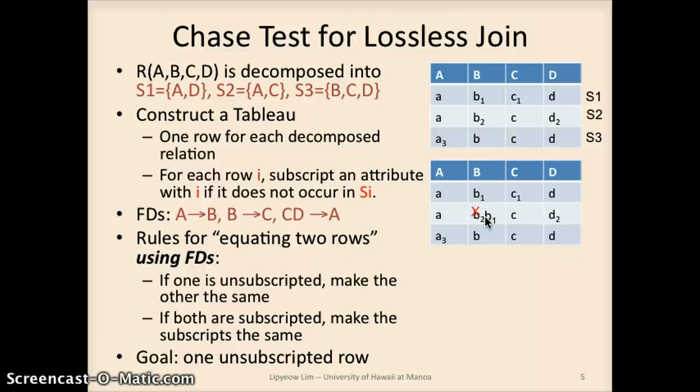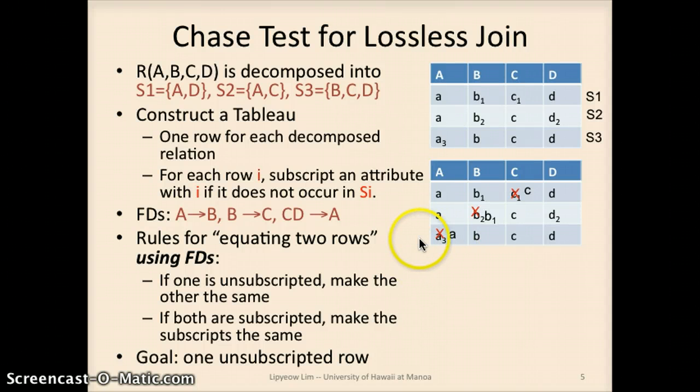Now again, I try to apply the FDs. I have B determines C, so I've got two B1s here that are the same, so the C values must be the same. In this case, one of them is unsubscripted, so we make the subscripted one unsubscripted. Now, what else can I apply? I can apply the third FD because I have a CD here and a CD in the third row, and it says that if these two agree, then the A values have to agree. Again, I have one unsubscripted A, so I'm going to change this to unsubscripted.